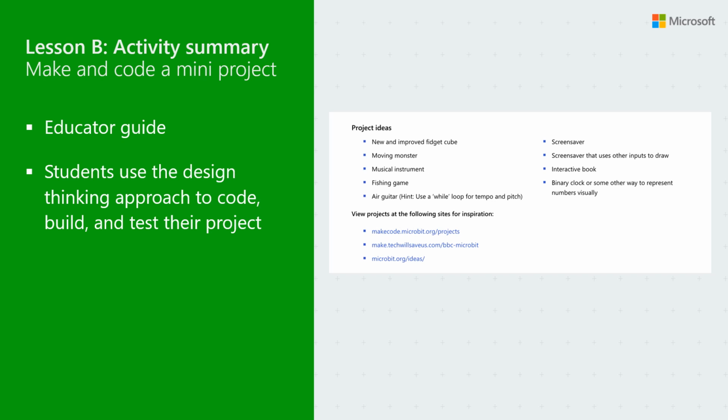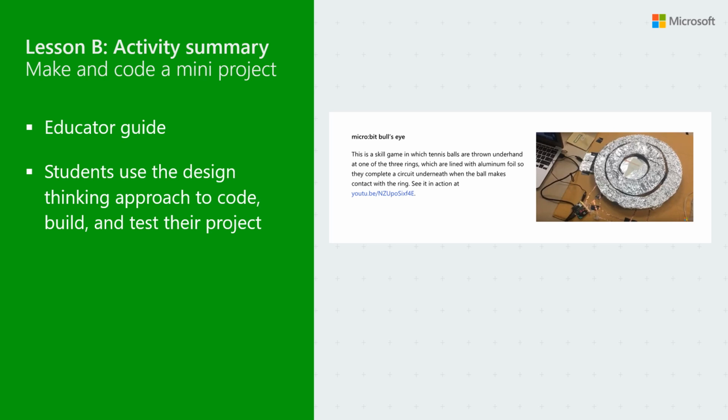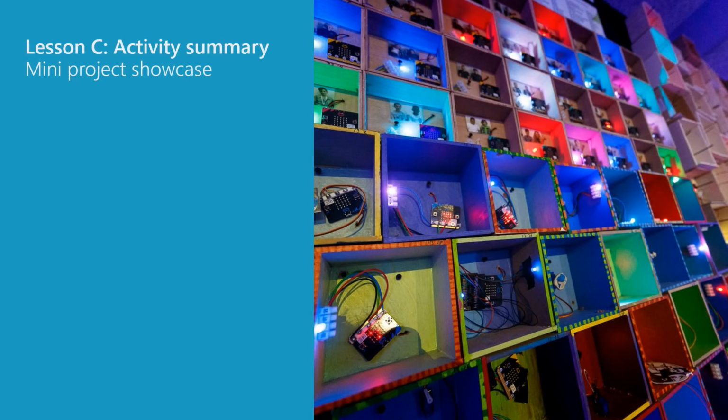We have some ideas. A ball toss game is a cute one where the microbit is tracking the score when an aluminum foil ball is thrown in a plastic cup. There's also this idea of a bullseye game where the microbit tracks the score when a tennis ball hits one of the rings. There's this other great example of a storybook with the microbit displaying animations of the story. All of these examples have video links in them to click and see them in action. And you'll also want to explain the work log expectations.